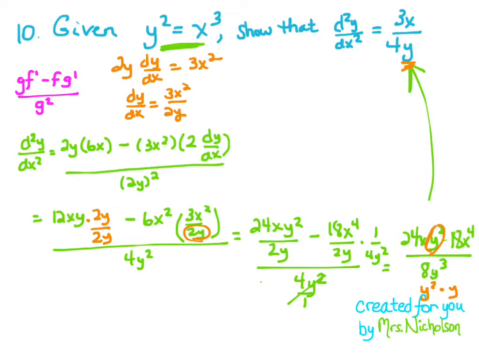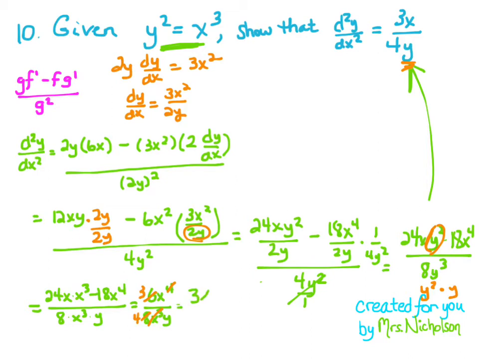So now I have 24x times x cubed minus 18x to the fourth over 8 times x cubed times y. And so on the top, I get 24x to the fourth minus 18x to the fourth. That leaves me with 6x to the fourth. And in the denominator, I have 8x cubed times y. So now I can cancel x cubed and just leave 1x there in the numerator. I can also reduce this 6 over 8 and make it 3 over 4. And I end up with 3x over 4y, which is exactly what we were looking for.